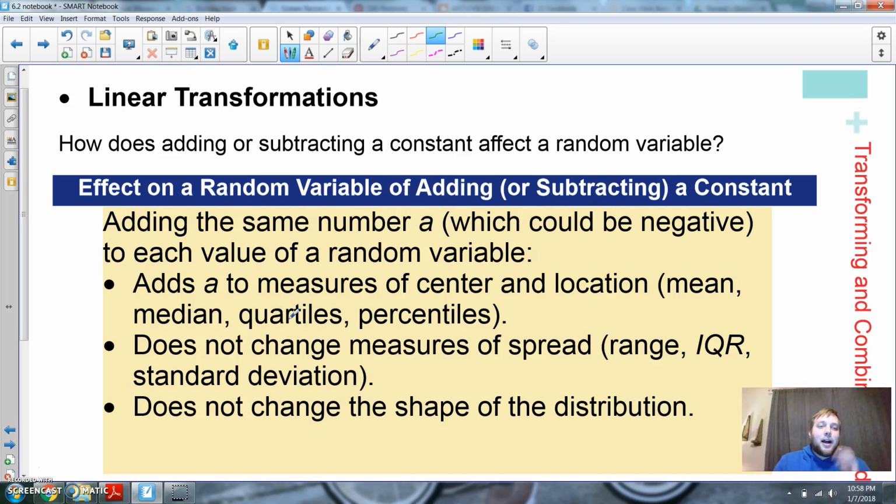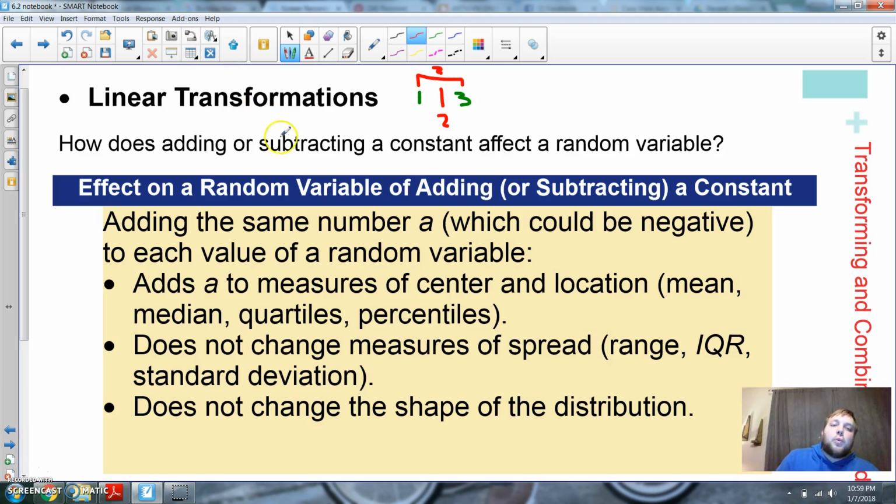Okay. How does adding and subtracting affect it? I only got 4 minutes, so let's change it up. Let's go 1 and 3. I'm going to pick normal numbers. Would you say that they vary by 2? That's their range. And the mean would be right in the center at 2.